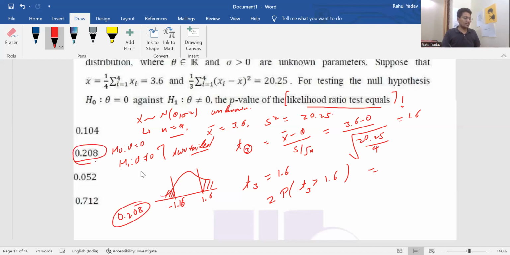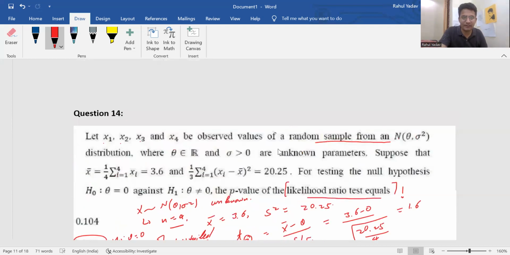Okay, so this was again a very basic problem if you just go for the basic knowledge that we have from the inference course. So this was the discussion on problems number 11 to 14.